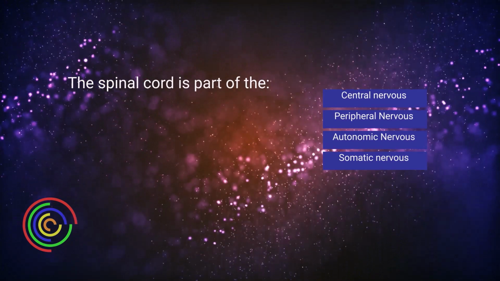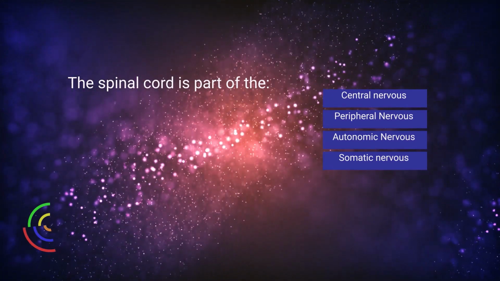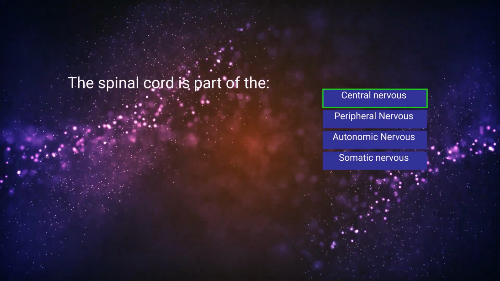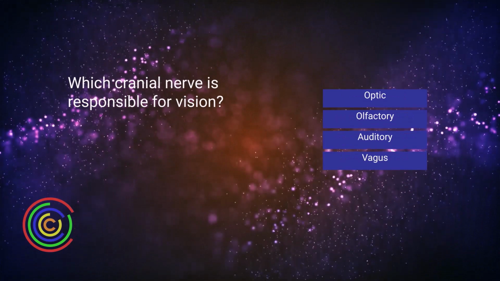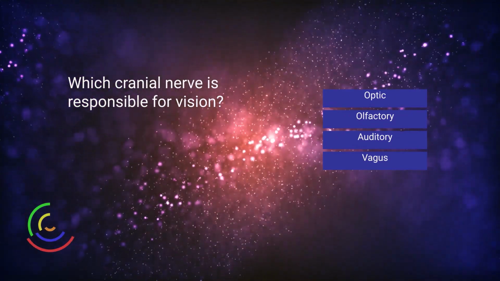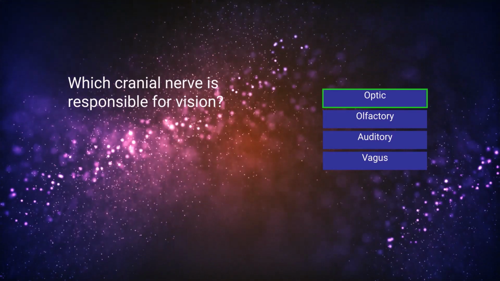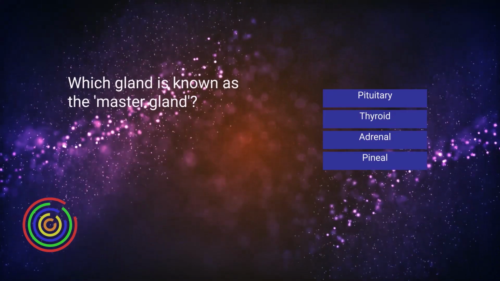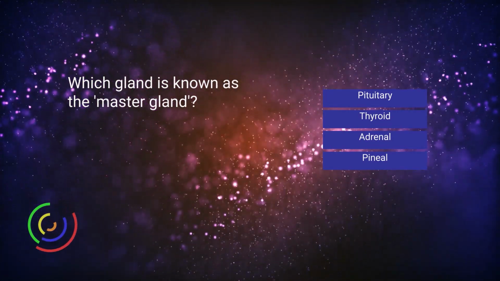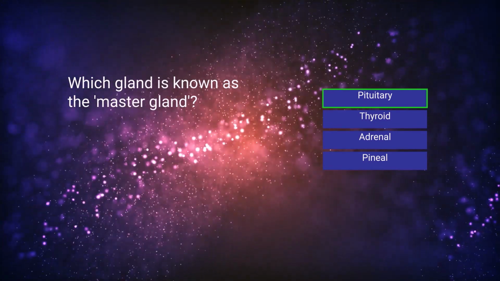The spinal cord is part of the central nervous system. Which cranial nerve is responsible for vision? Optic. Which gland is known as the master gland? Pituitary.